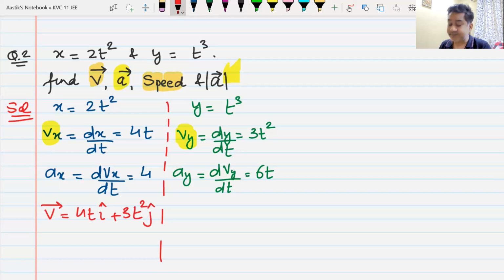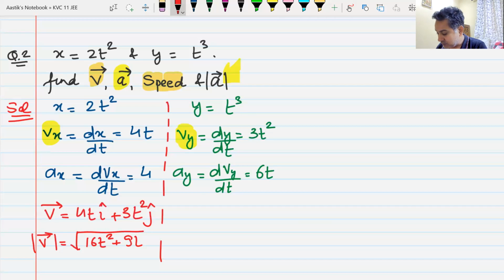Do we understand this? I can find out the magnitude of this velocity, and the magnitude of the instantaneous velocity is known as speed. What is the magnitude of this velocity? Under root of 4t whole square, which is 16t square, plus 3t square whole square. 3t square whole square is 9t raised to the power 4. This is the magnitude of velocity. Everyone is getting this, yes or no?